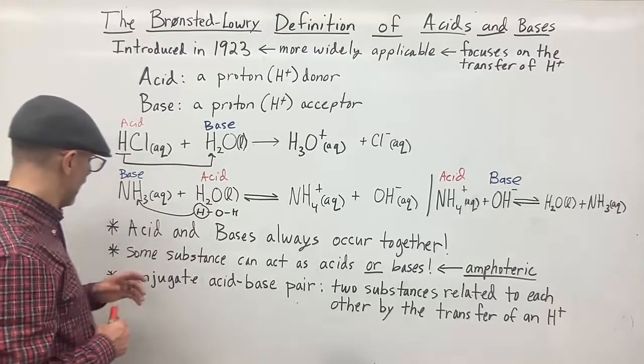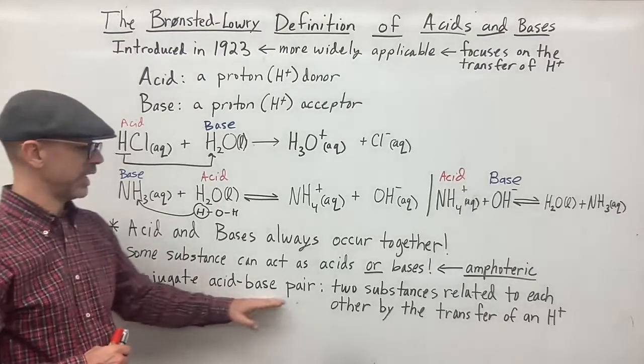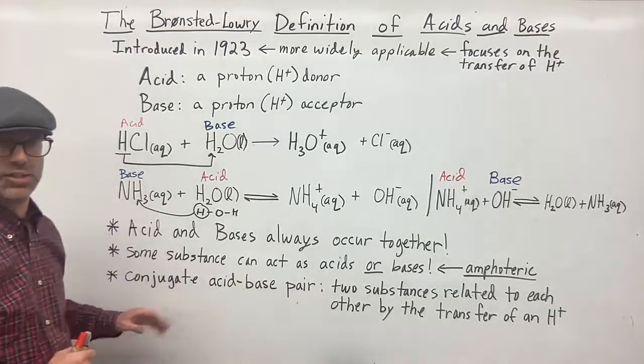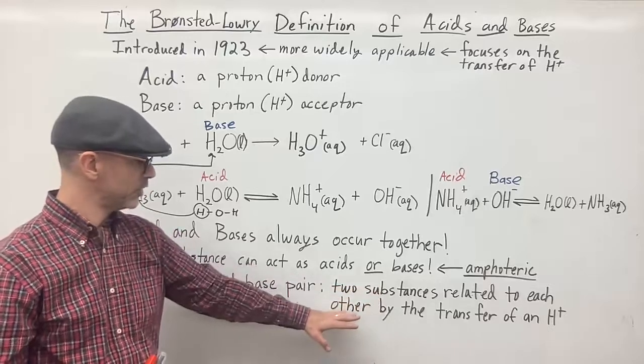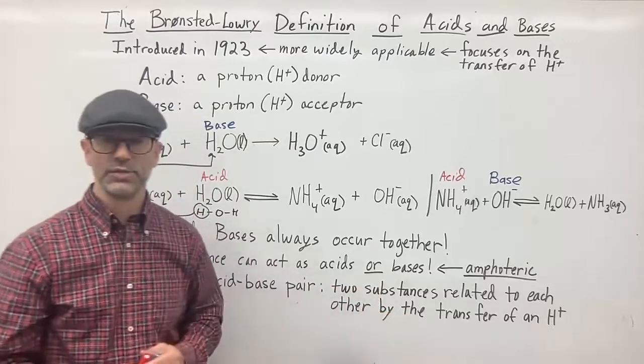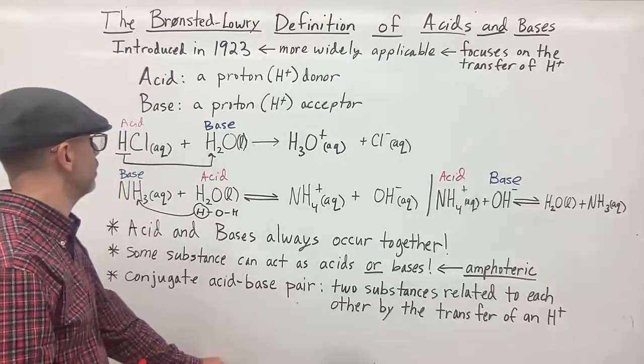And the last thing to note is what is called a conjugate acid-base pair. And what is a conjugate acid-base pair? That is two substances that are related to each other by the transfer of H plus. And so we could see that here.